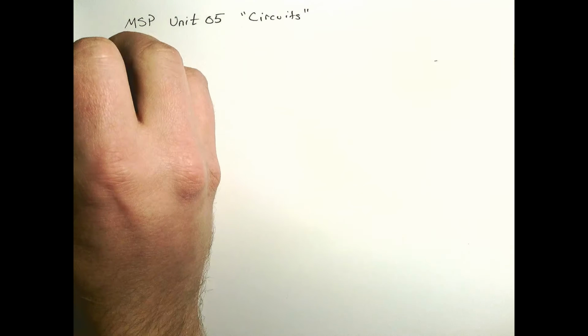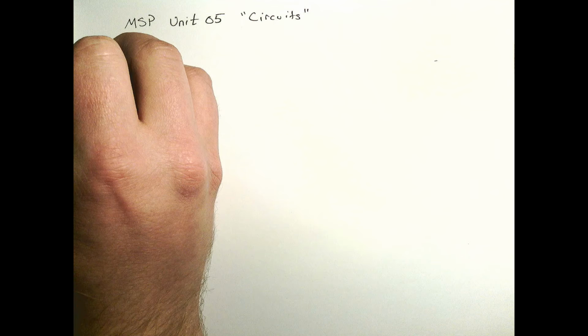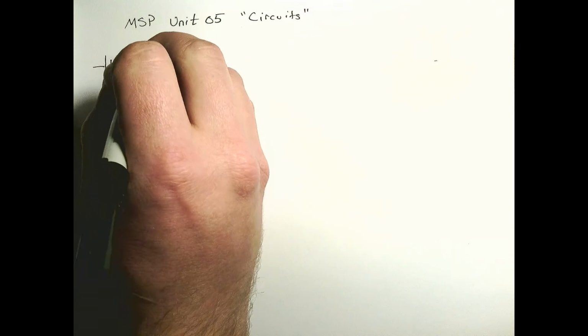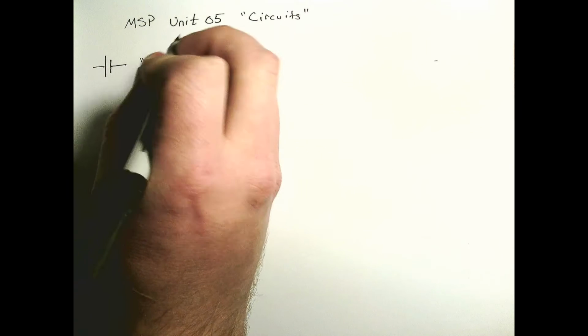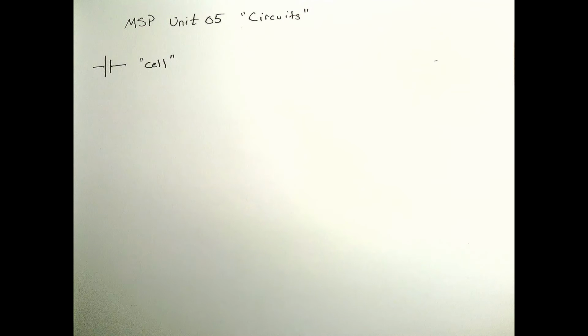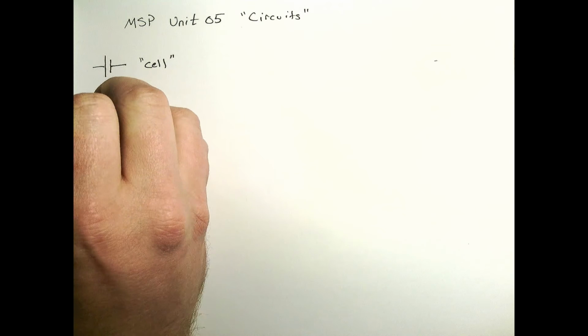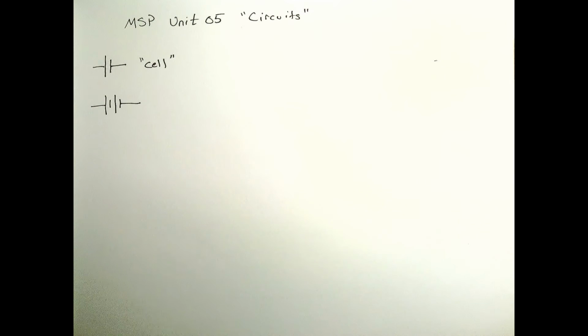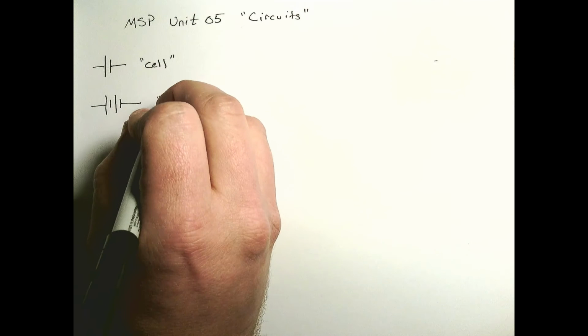So a single cell looks something like this, where you have a longer side and a shorter side, and there's a little gap between them. This is known as a cell, and it represents your power to your circuit. Now, if you have something that has two cells, then it would look something like this. Okay, and so this would be kind of like a double cell.